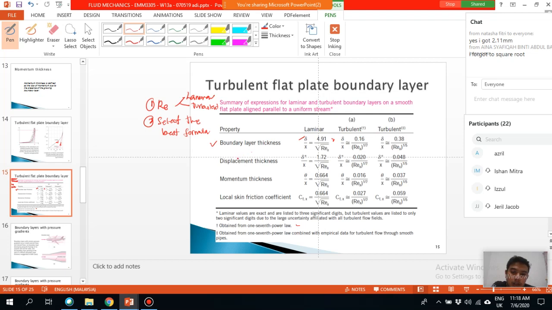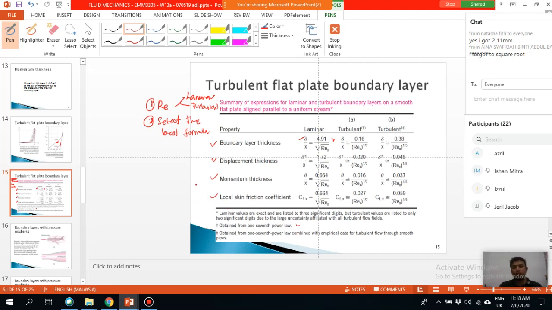For the displacement thickness, delta star is 1.72 divided by the square root of the Reynolds number. But for turbulent, you have 0.02 divided by the Reynolds number to the power 1/7. And another one is 0.04 divided by the Reynolds number to the power 1/5. So there is the formula of momentum thickness, and the last one, the local skin friction coefficient. You need to remember and understand these formulas.